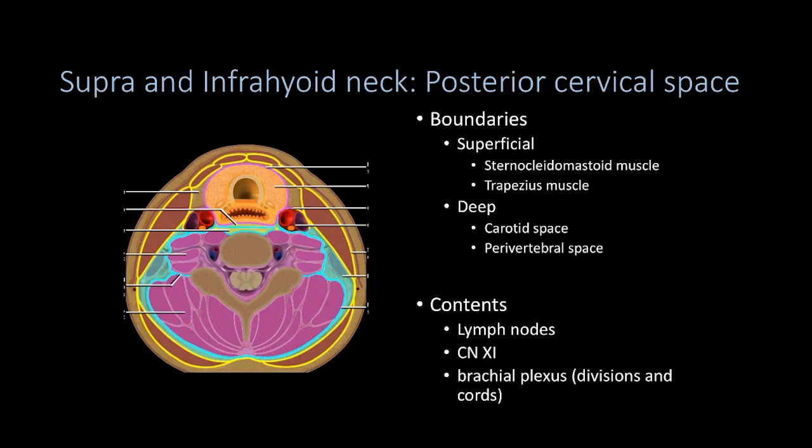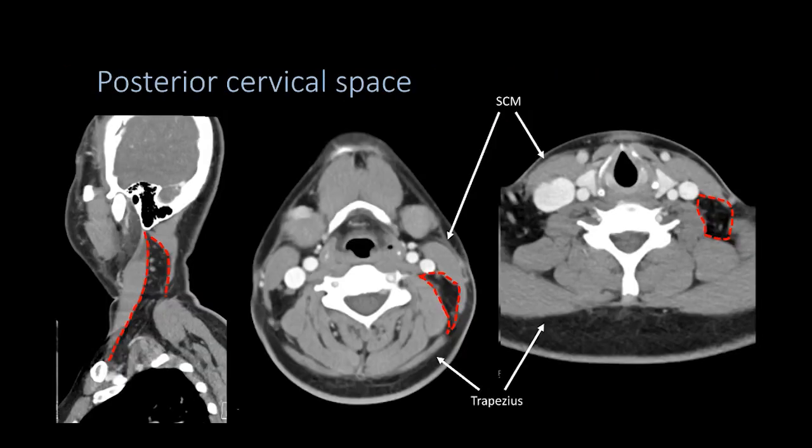Okay, so I think this is the last space. This is another space that's predominantly fat-filled. The posterior cervical space is going to be located lateral to our perivertebral compartment, lateral or superficial to, and deep to these larger sternocleidomastoid and trapezius muscles. Again, mainly we have fat in the posterior cervical space, but importantly, we have several lymph node chains, as well as the 11th cranial nerve and the divisions and cords of the brachial plexus.